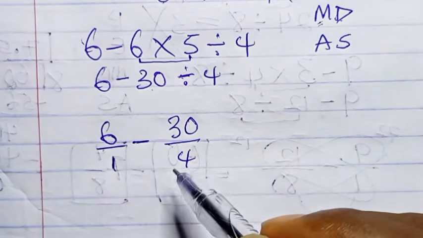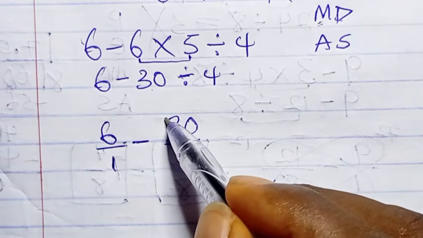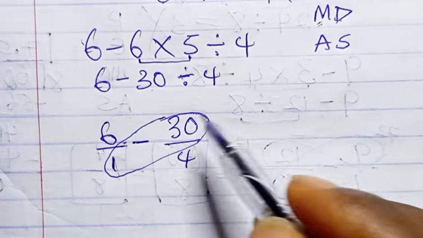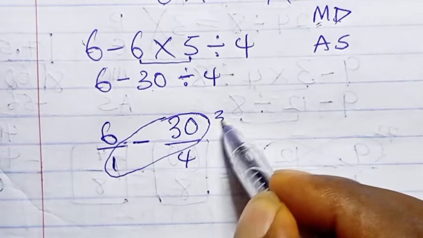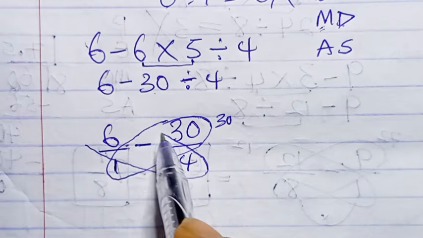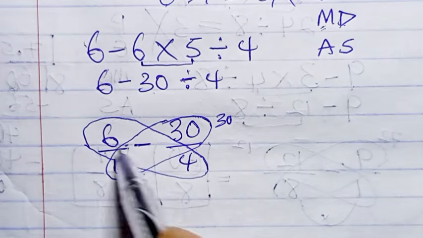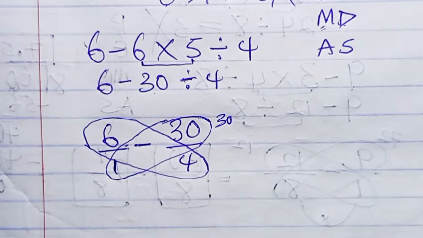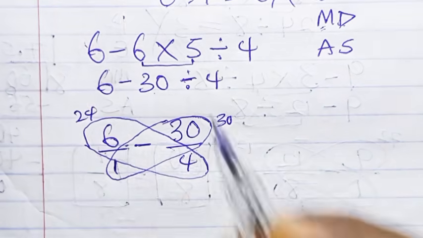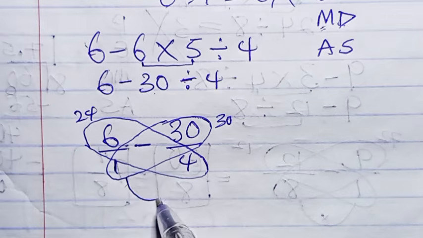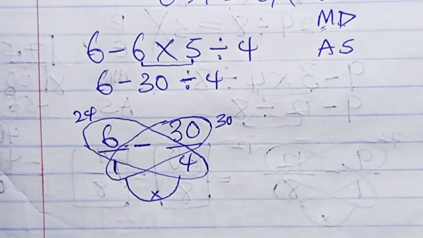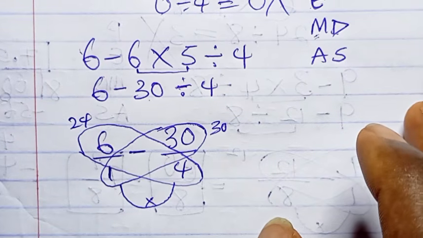So let's use the butterfly method for this. If we draw this first wing of the butterfly like this, 30 times 1 will give us 30. Let's draw the second wing of the butterfly. 6 times 4 is going to give us what? 24. Alright, so this is the body. Guys, don't mind my butterfly. My butterfly looks very funny.